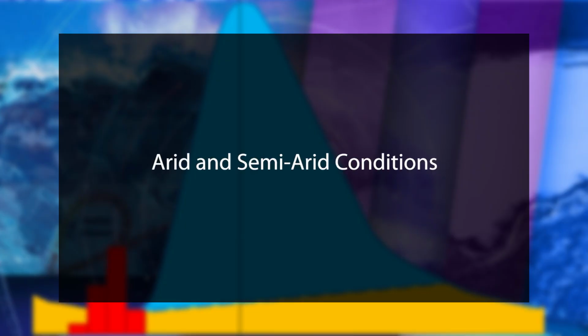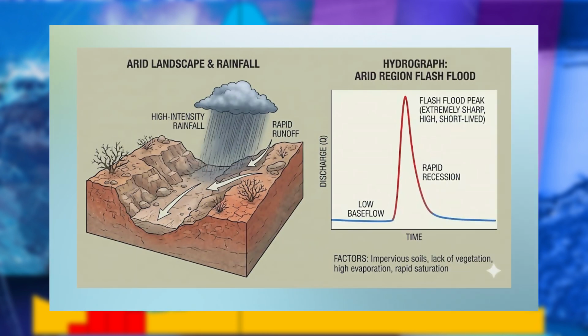So far as the arid and semi-arid conditions are concerned, these regions are characterized by low annual precipitation with occasional high intensity rainfall, often in the form of flash floods. High evaporation rates reduce base flow contributions. So, the hydrograph shape is extremely sharp, with high and short-lived peaks, as impervious or compacted soils, for example clays or rocky terrains, prevent infiltration.